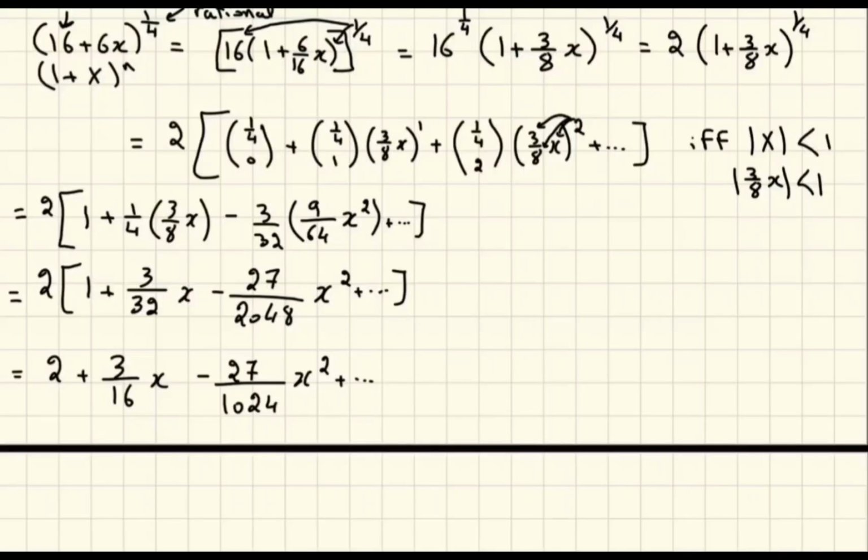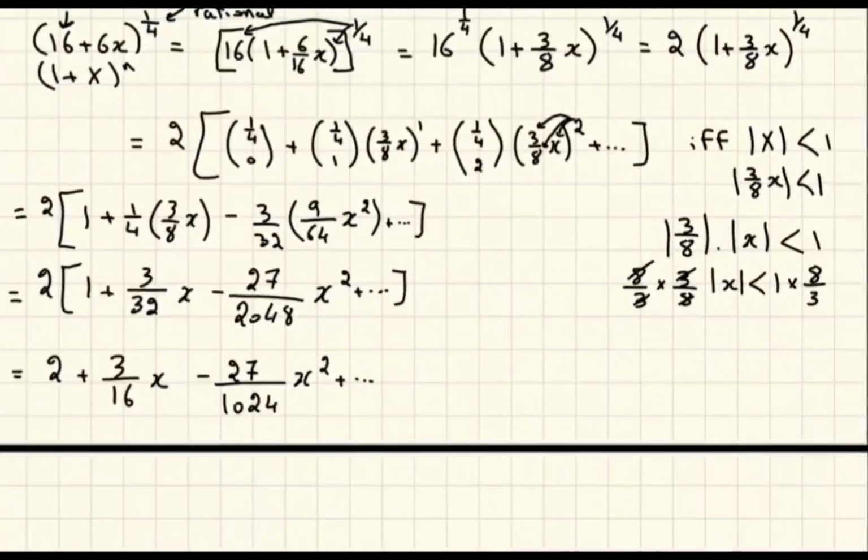I have 3 over 8x in absolute value smaller than 1. Whenever you have a constant number, no need to keep it in absolute value, because that can be written in this way. So you can separate the absolute value, and then absolute value of 3 over 8 is just 3 over 8. Absolute value of x is smaller than 1. Then to remove the 3 over 8, you can multiply by its reciprocal. So 8 and 8 will cancel, 3 and 3 will cancel. But for sure, if you multiply on the left side by 8 over 3, you should do the same on the other side. Now, absolute value of x will be smaller than 8 over 3.